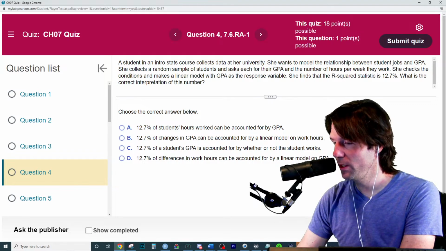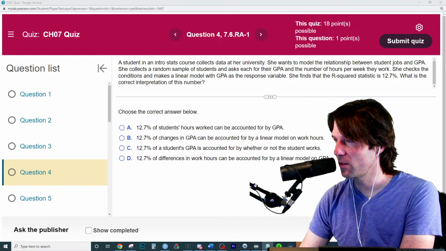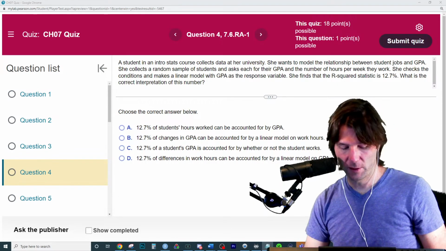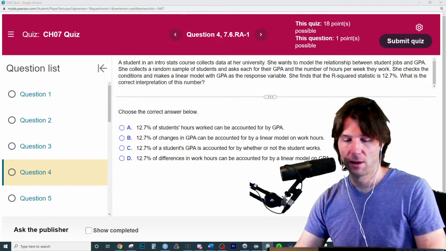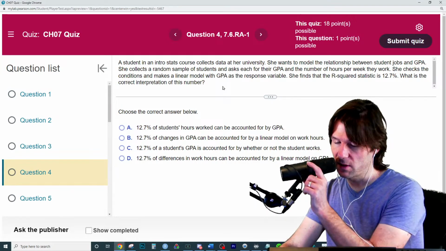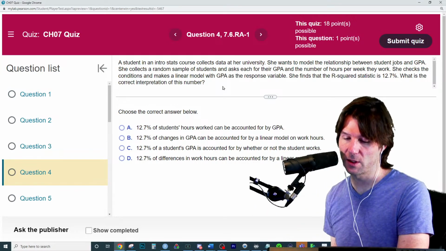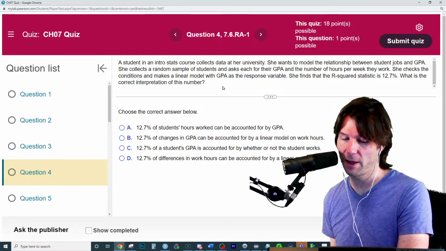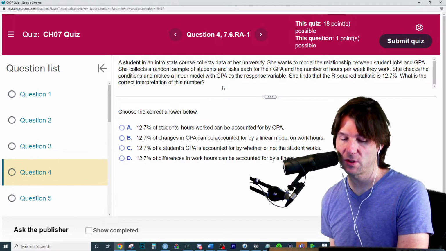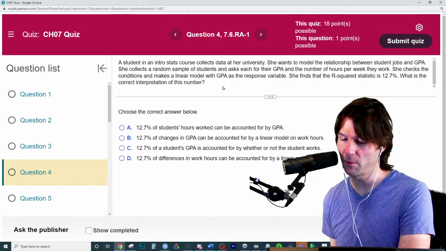So we have the student in an introduction to statistics class. So we have here 633. A student in an introduction to statistics class at her university wants to model the relationship between a student's job and GPA.